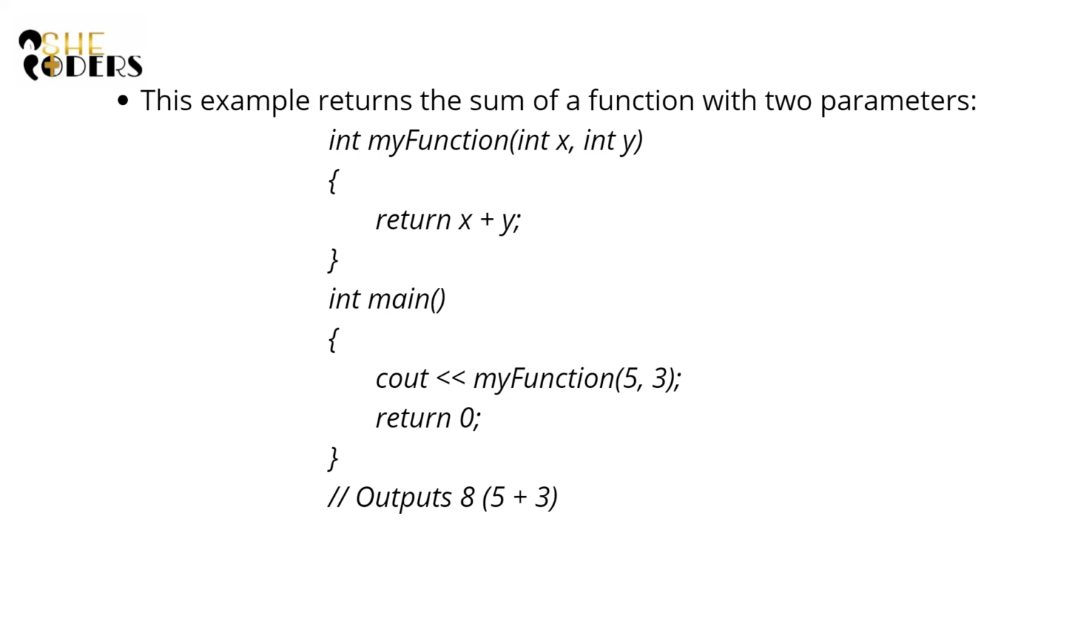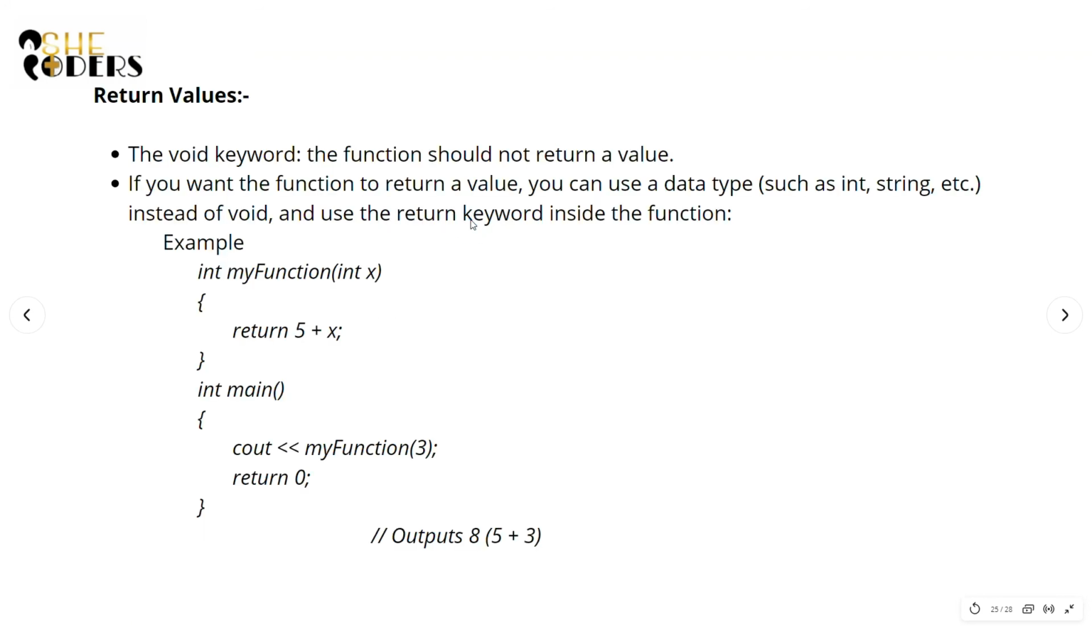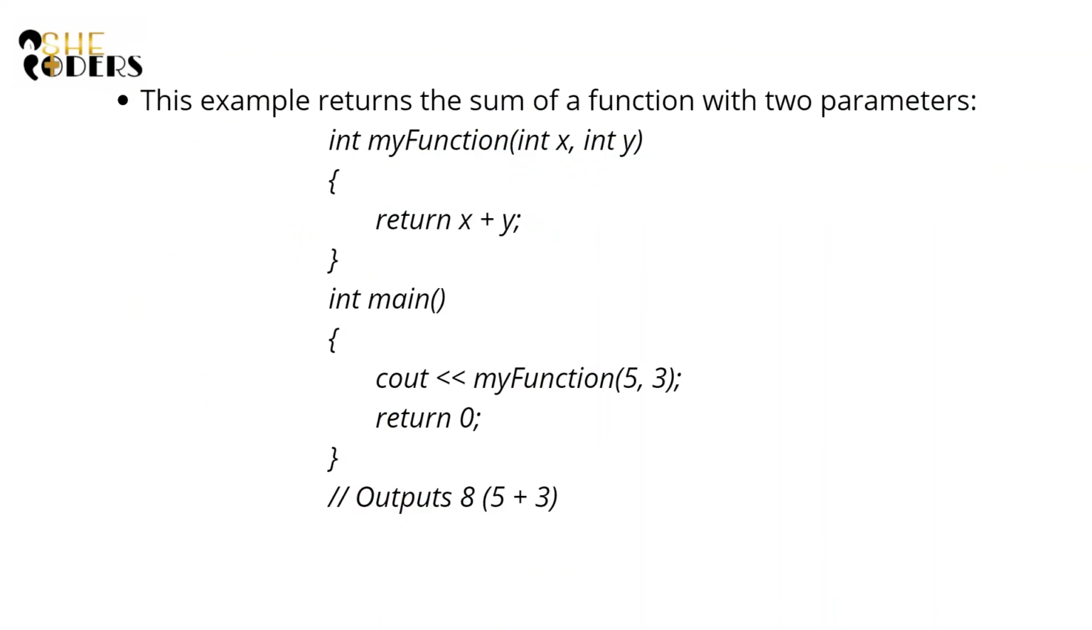This example returns the sum of the two parameters. Here I have passed two integers x and y, and the arguments I am passing are 5 and 3. So here the output will also be 8, but as you can see, earlier I wrote 5 plus x. Here I am using both the parameters, that is x plus y, and the value will be 8.